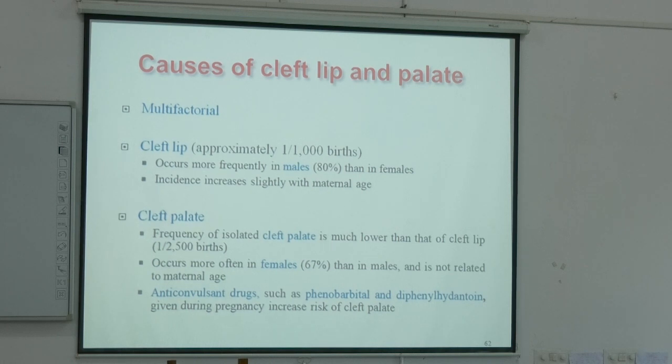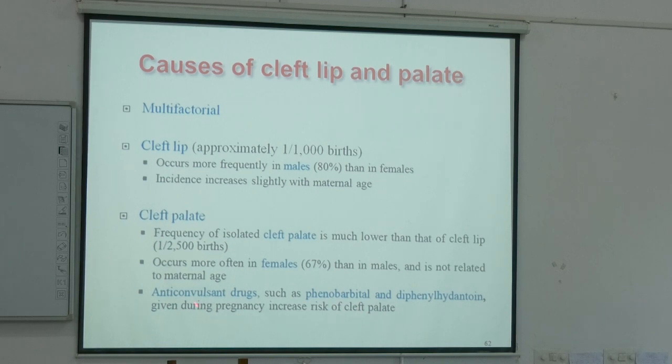That means for every 2,500 kids born, we have a case of this particular cleft palate. Now this cleft palate is more common in female kids. Female kids have more propensity to have this defect, compared to the cleft lip, which has more chances in male born kids.